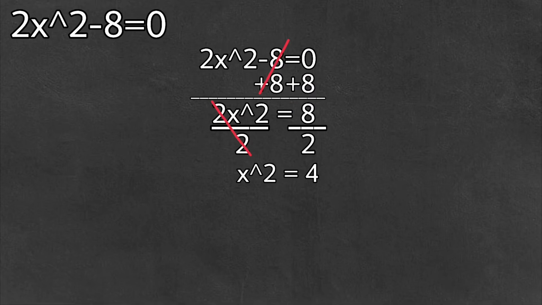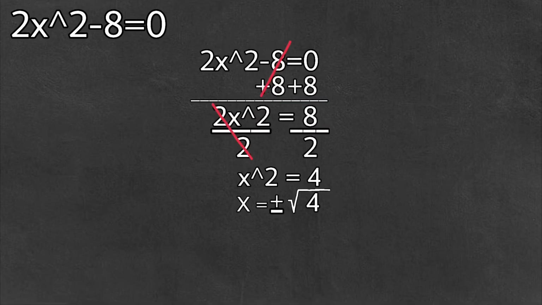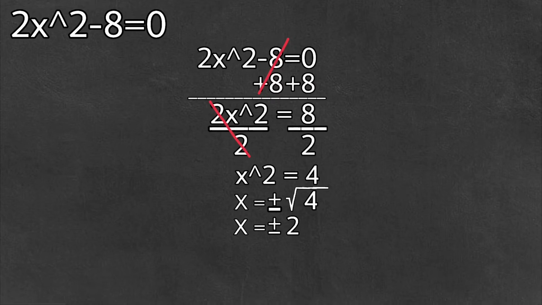Now to undo the variable being squared, using inverse operations, we're going to find the square root of each side. So now x can equal plus or minus the square root of 4. Now we just simplify. In doing so, x equals plus or minus 2.